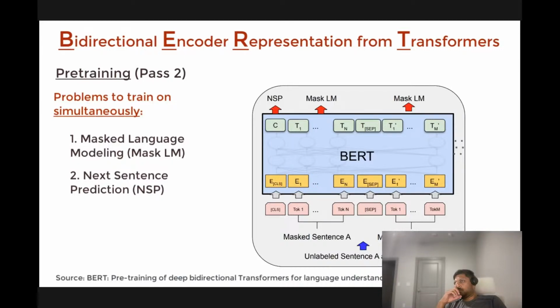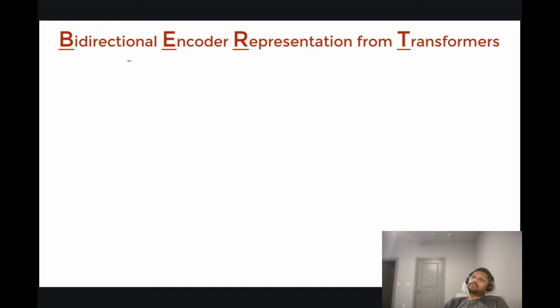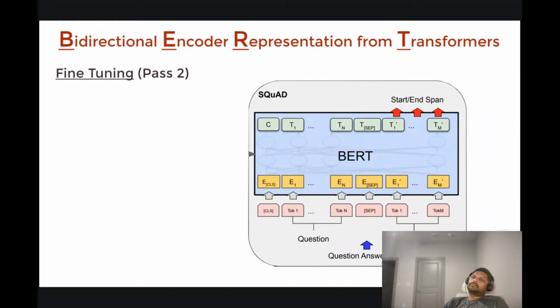Now, on the output side, C is the binary output for the next sentence prediction. So it would output 1 if sentence B follows sentence A in context, and 0 if sentence B doesn't follow sentence A. Each of the T's here are word vectors that correspond to the outputs for the masked language model problem. So the number of word vectors that we input is the same as the number of word vectors that we output.